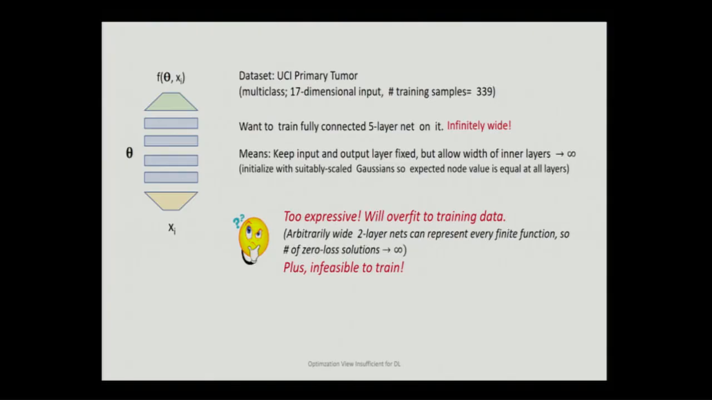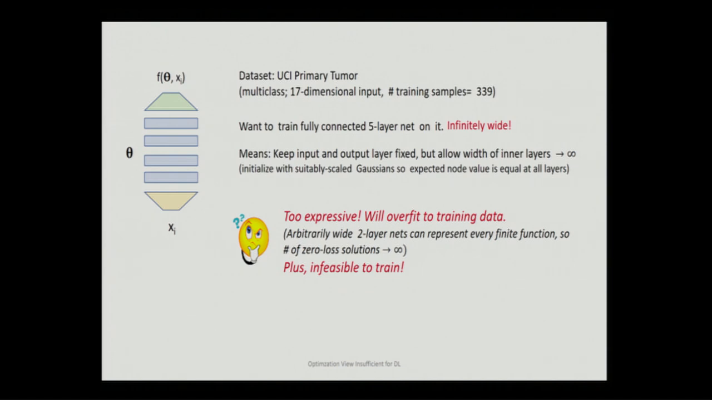Now, firstly, let's look at the second objection. It's clearly infeasible to train, okay? No amount of computing in the world can train it. But let's look at the first objection. It's too expressive. It clearly overfits the training data.